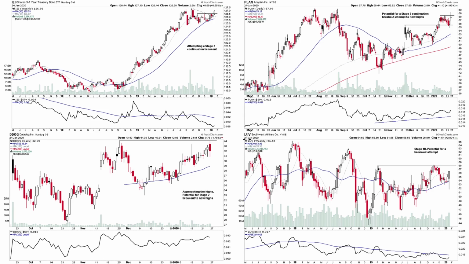And then finally I've got LUV, which is Southwest Airlines, which is in stage 1B. As you can see, it's been making this stage 1 base for most of 2019, so that's a big base, so there's potential for a stage 2A breakout if we can get back above this 58 level and obviously have a strong breakout week with more than 2 times the average weekly volume.